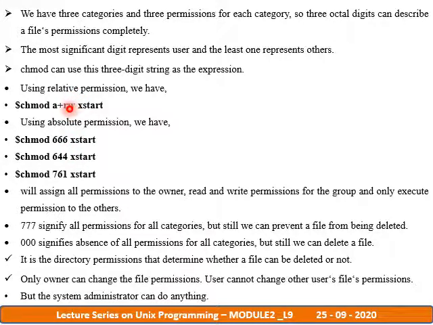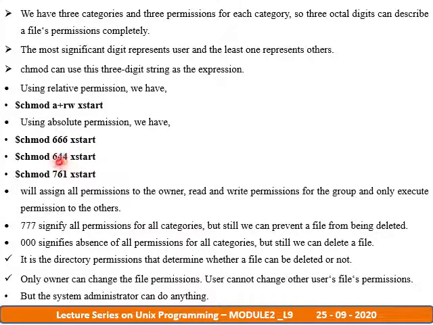Read is 4, plus write 2, that is 4 plus 2. So what is the total value? 666. So for all, the first digit is for user, the second digit is for group, and the third digit is for others. So 6 means read and write permission for user, read and write permission for group, and read and write permission for others, for the particular file name. The file name we have taken here is extat.